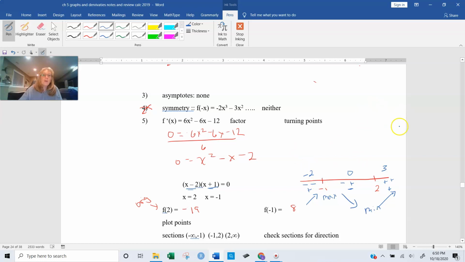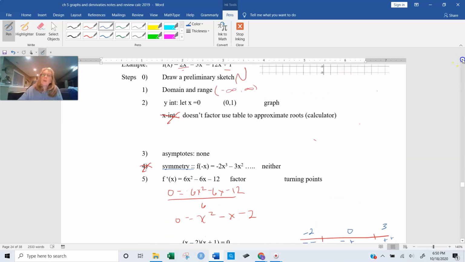Okay, let's graph those 2 points while we're here: (2, negative 19) and (negative 1, 8). Let's go back up.